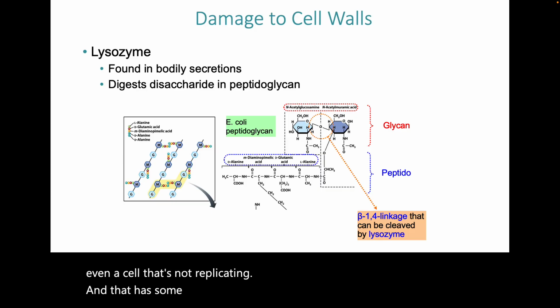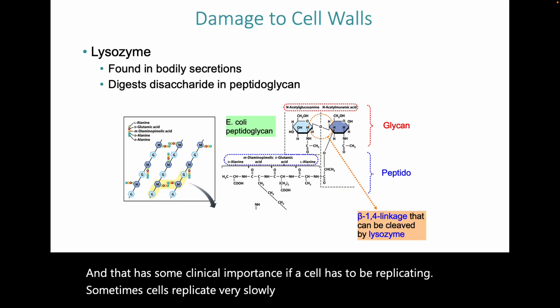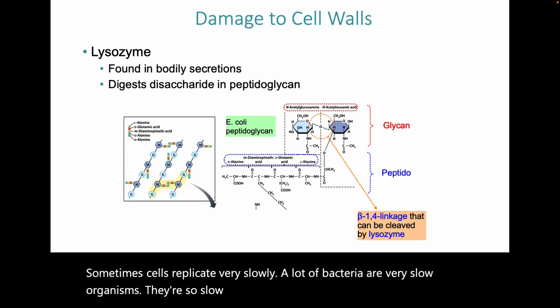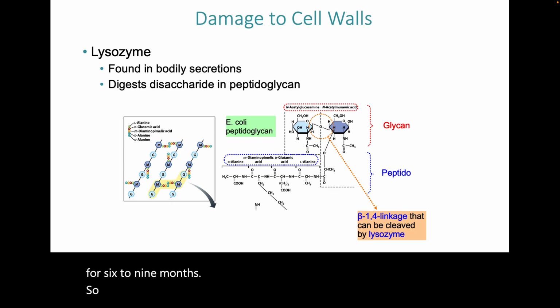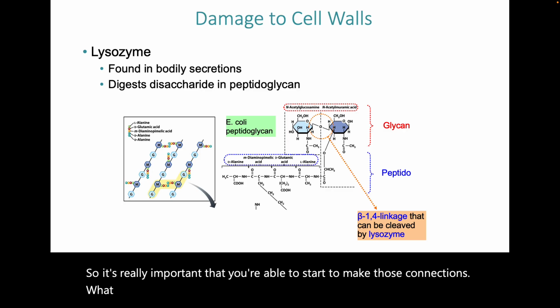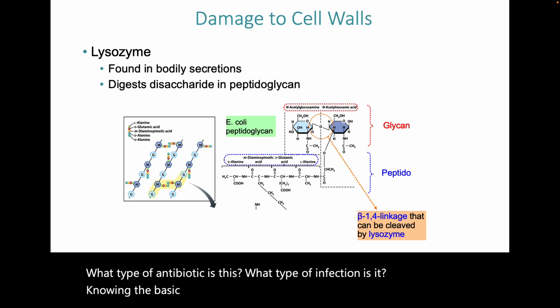If a cell has to be replicating, sometimes cells replicate very slowly. A lot of bacteria are very slow organisms. They're so slow that you have to have a patient take antibiotics for 6 to 9 months. So it's really important that you're able to start to make those connections. What type of antibiotic is this? What type of infection is it? Knowing the basic characteristics, because that will really help you treat your patient as effectively as possible.